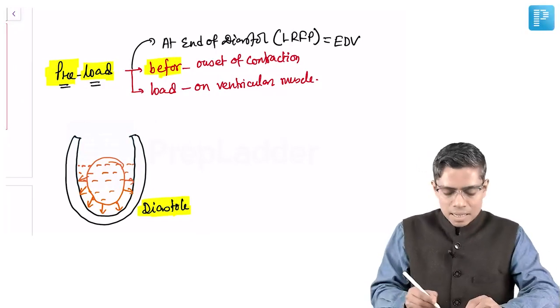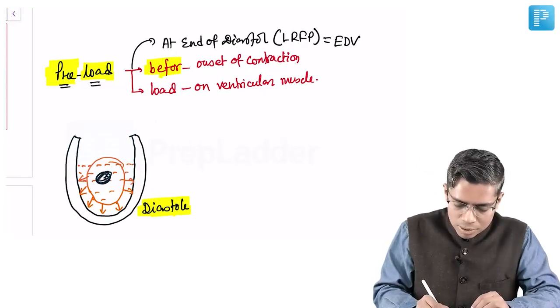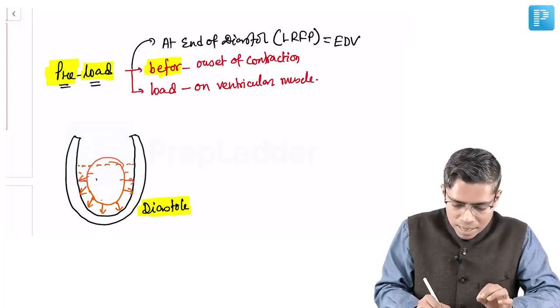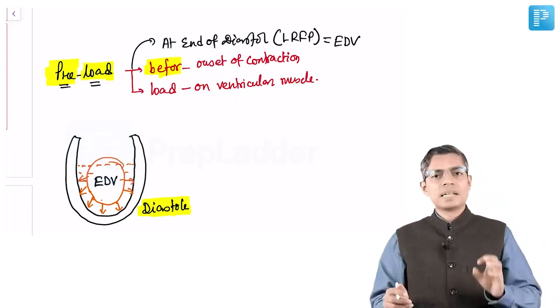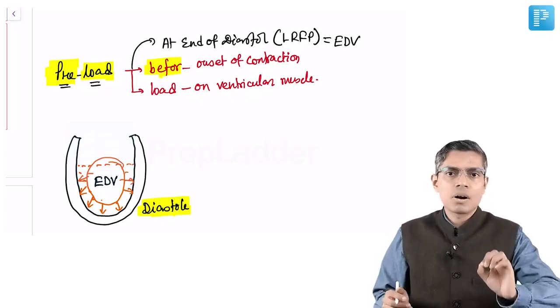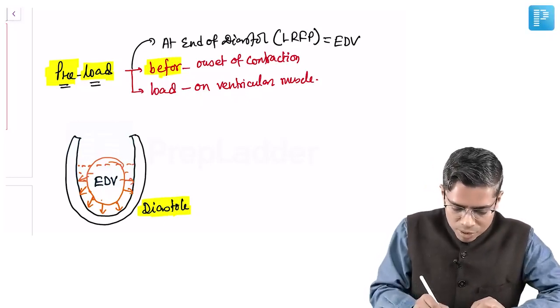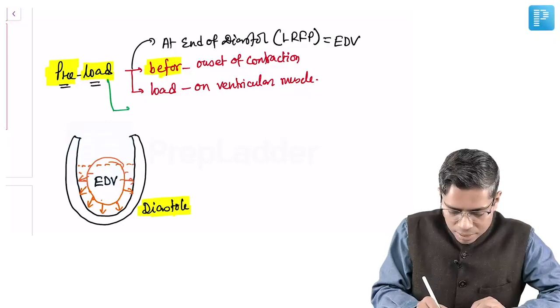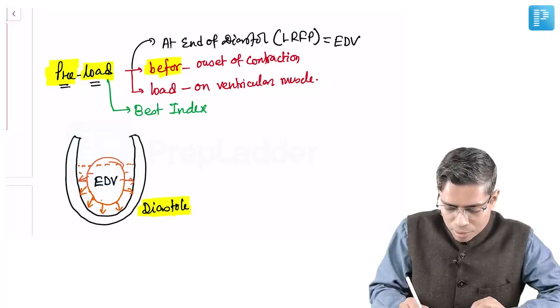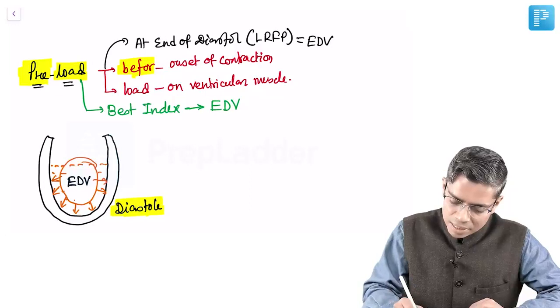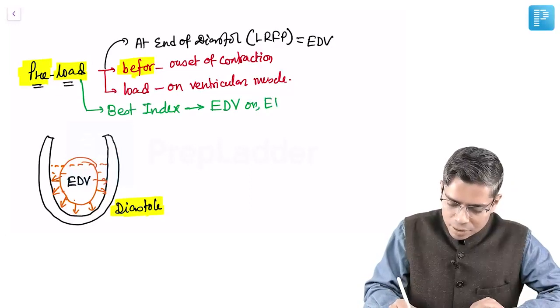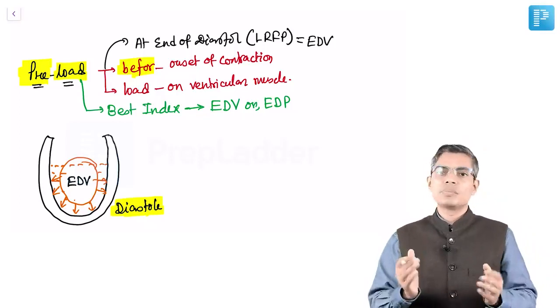That's why it is said that preload depends on the volume of blood which is present at the end of diastole, and that volume is known as end diastolic volume. That's why it is said that the best index of preload, look at what will be your MCQ. Your MCQ will be like that the best index of preload is equal to, your answer will be end diastolic volume. If it is not given, then end diastolic pressure. So because of the volume there will be some pressure.